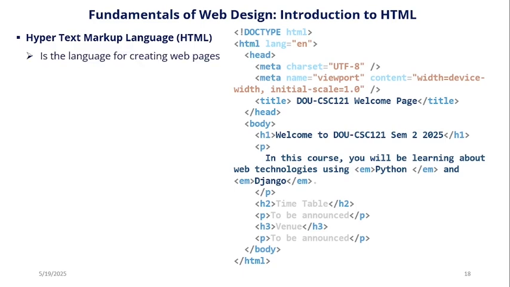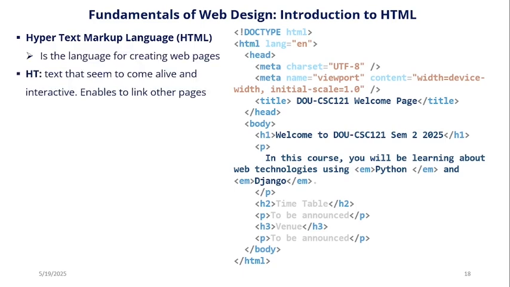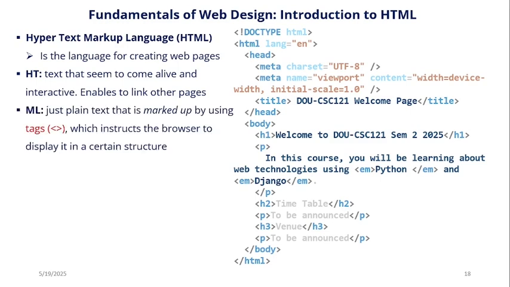Like we said before, it is the language for creating web pages. What does the HT stand for? Hypertext. So this hypertext means it is text that seems to come alive and it enables you to link to other pages. Markup language, ML, is just plain text that is marked up by using something called tags, which instructs the browser to display it in a certain structure.